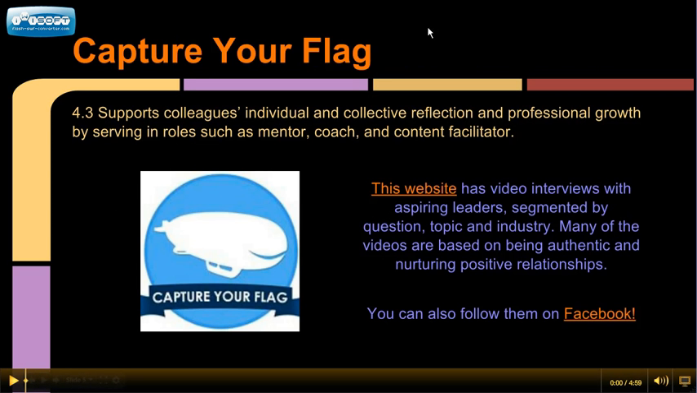Standard 4.3 supports colleagues' individual and collective reflection and professional growth by serving in roles such as mentor, coach, and content facilitator. The Capture Your Flag website has video interviews with leaders, and it's broken up by question, topic, or industry, so it's easily manipulated. And the website is kind of like watching mini webinars in topics that address leadership in the educational field.